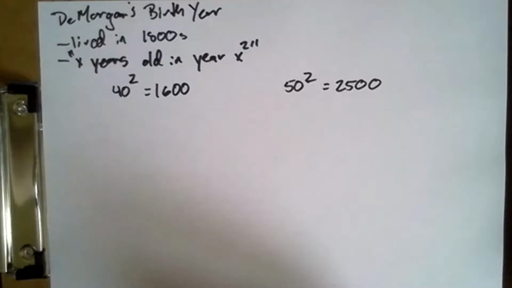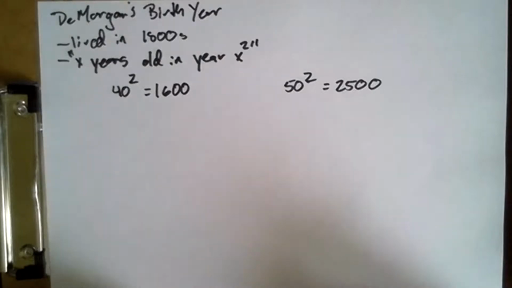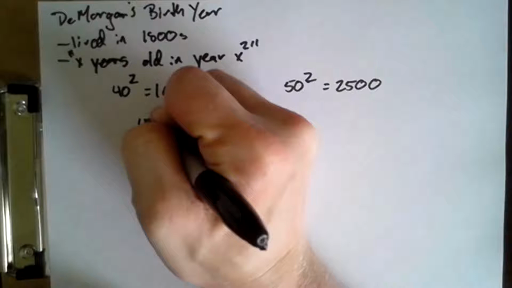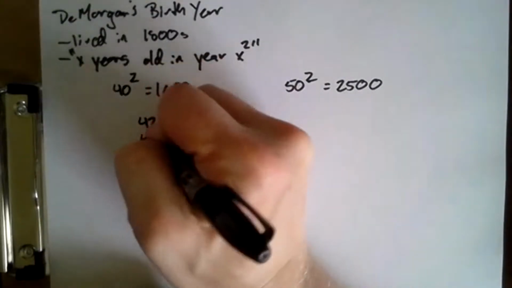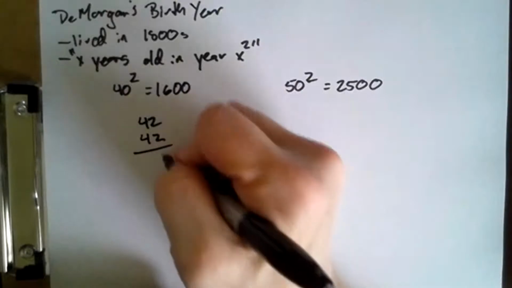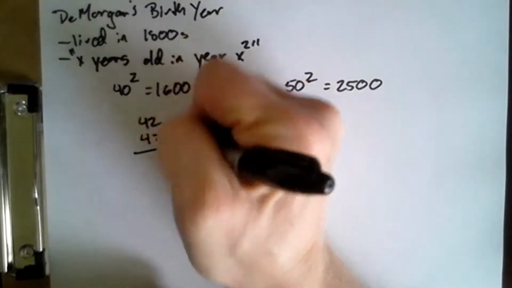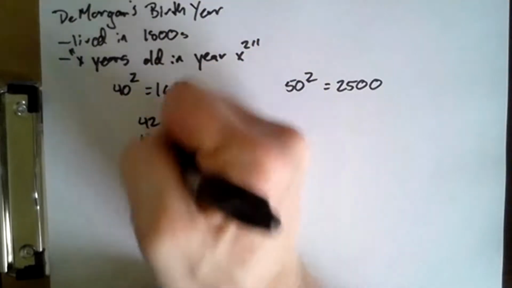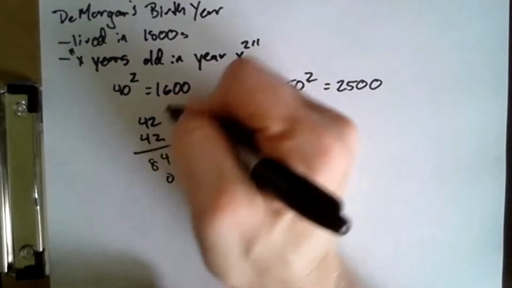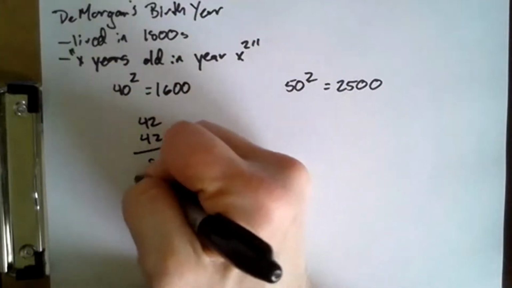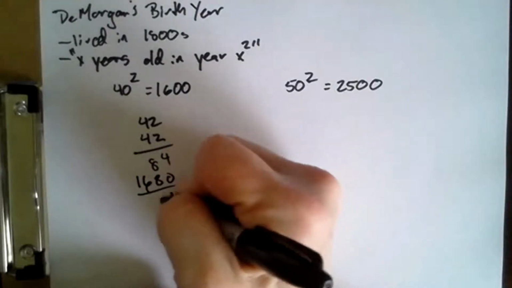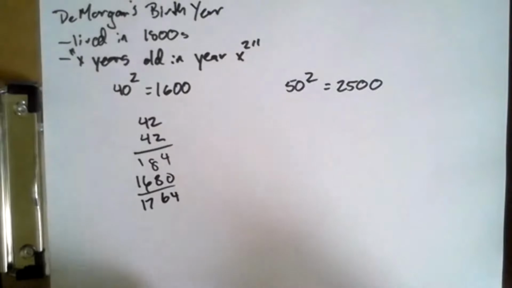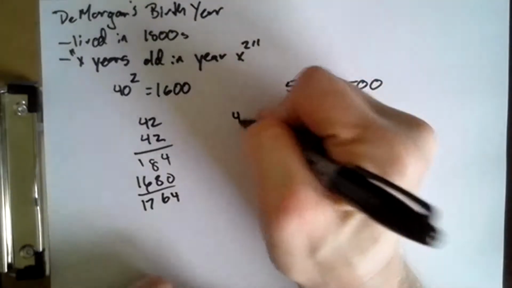So, okay, I guess that's technically 1801 to 1900, but neither of those years are actually squares, so we don't have to worry about those endpoints. We just have to test some values. Let's try 42. 42 squared is 4, 2 times 2 is 4. 4 times 2 is 8. 4 times 2 is 8, and 4 times 4 is 16. So we get 1764. That doesn't work. So let's try 43, because that's pretty close.